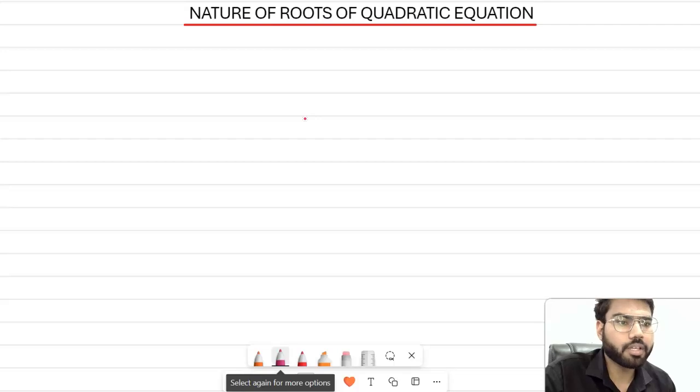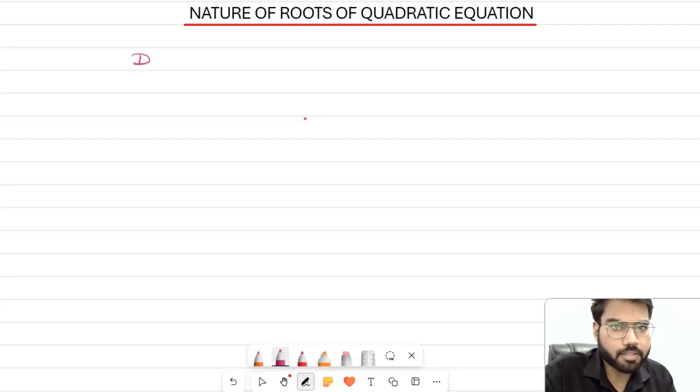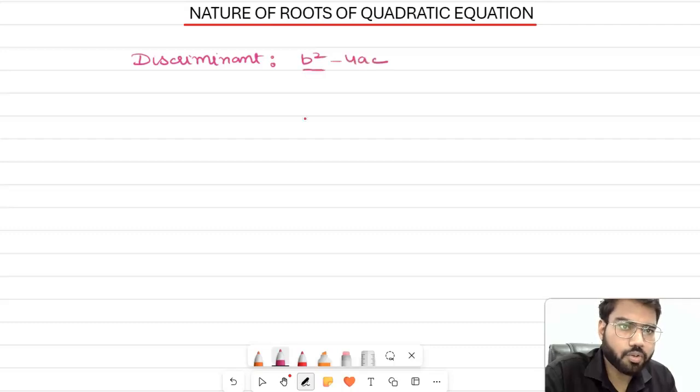Before coming to the nature of roots, we must understand what is discriminant. What is discriminant? Discriminant is nothing but just a value that is equal to b square minus 4ac. Now you will ask what are a, b and c.